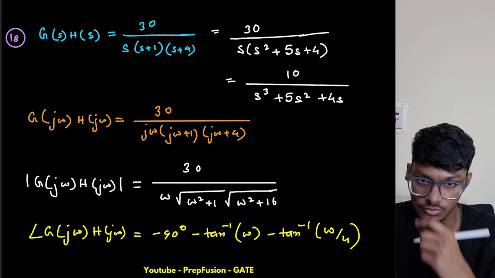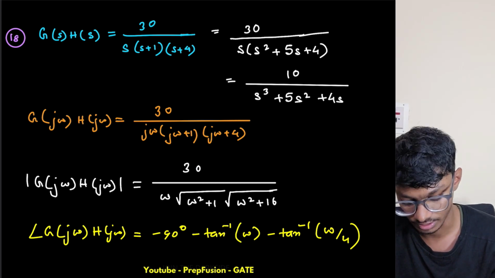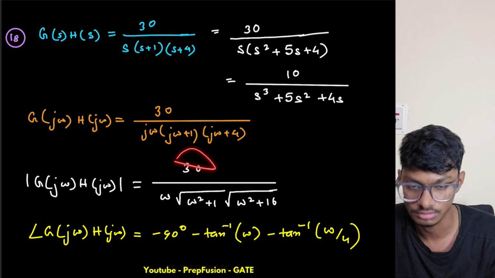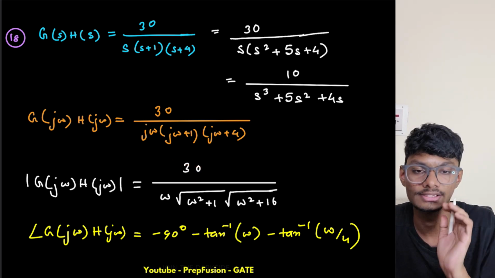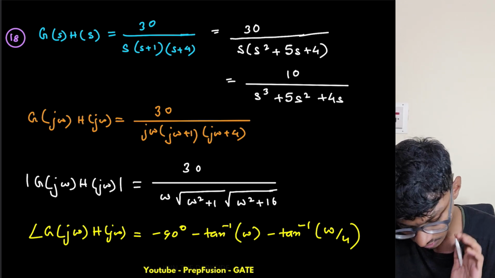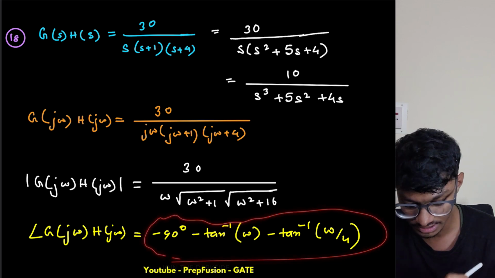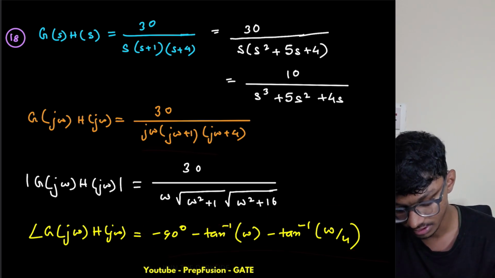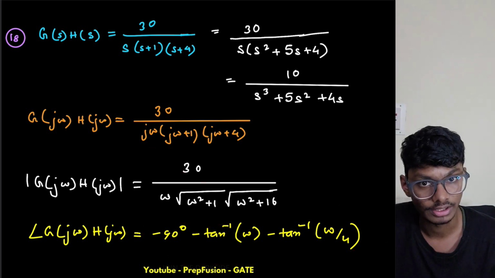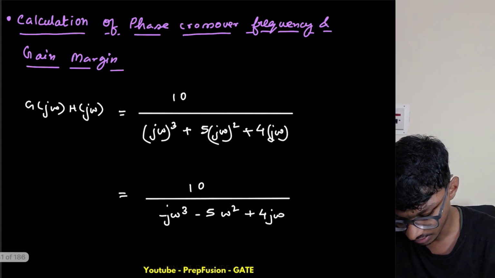What will change? Will my phase crossover frequency change? It will not change, right? Because it depends on the angle. If I change just the real part of my numerator, then it will not change my angle. Angle is dependent on the poles and zeros, right? So poles and zeros are still the same. Is the angle changing? No, the angle is still the same. It is not depending on the numerator. So my angle is the same. So this will become 30, right?